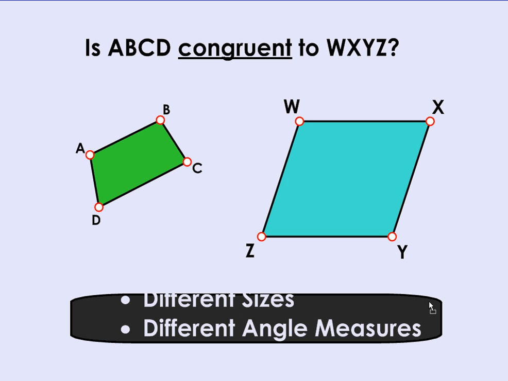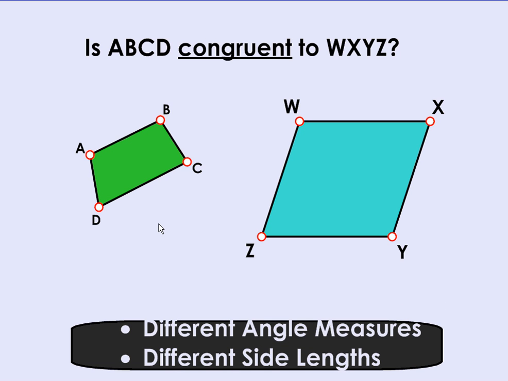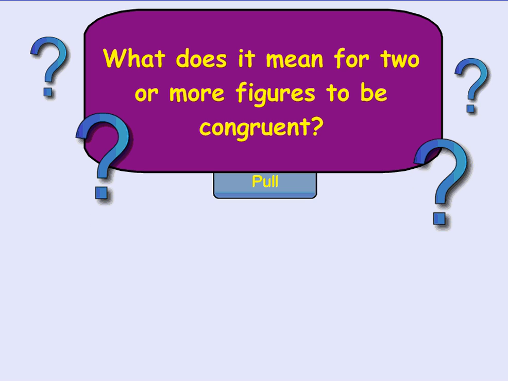The angles in ABCD appear to be different than those in WXYZ. And going a little bit further, we can say they appear to have different side lengths. The sides making up ABCD appear to be smaller than the sides making up WXYZ. And it's these last two pieces that really tie into what it means for two figures to be congruent.